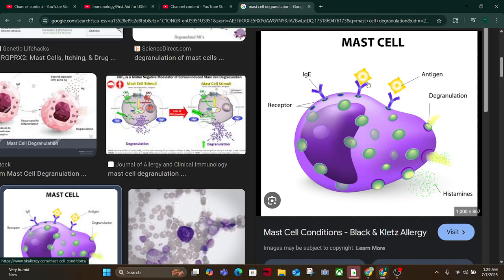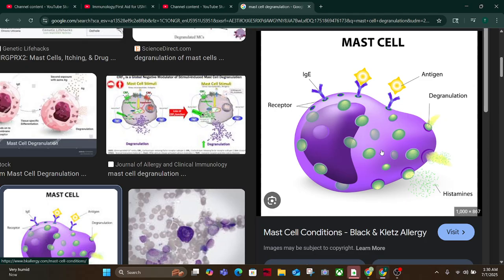Okay, now they have the antigen on top of the IgE, and then the IgE all huddled together, also known as cross-linking, and this will cause the mast cell to degranulate, releasing this histamine. So this is degranulation right here, and then it will release histamine, and that's what causes anaphylaxis. Okay, remember this picture, keep it in your head, do not forget it.